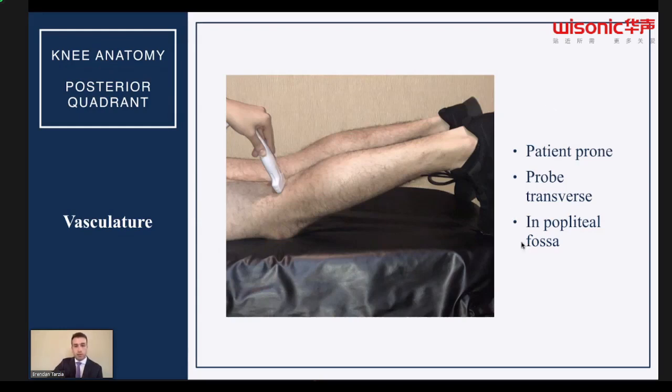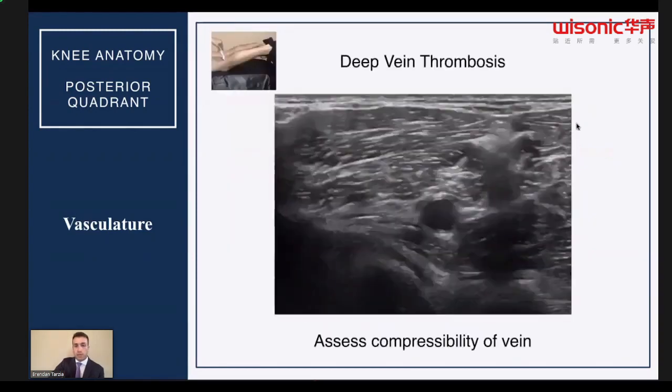You're going to have a little bit of dorsiflexion in the feet, though for this one you don't necessarily need to. You can have those feet just hang right off the edge if that's more comfortable. You're going to have that probe transverse just right over that popliteal crease. And what you really want to assess is the artery, the vein, and also the nerve.